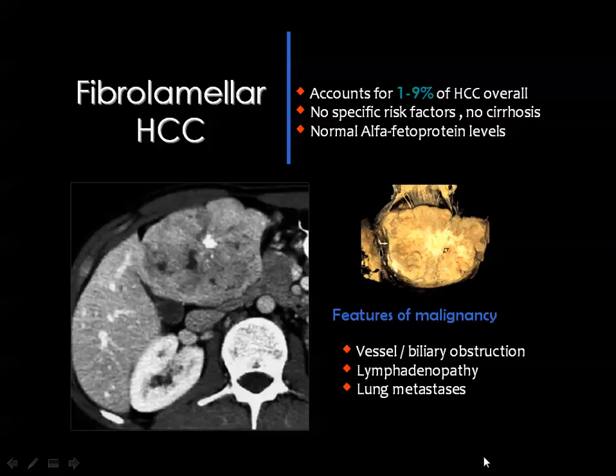One of the well-known types of hepatocellular carcinoma is the fibrolamellar type, which represents about 1 to 9% of all hepatocellular carcinomas. And this tumor has no specific relation with cirrhosis, and also has no relation with the alpha-fetoprotein. This tumor is usually large and is usually containing a central scar, and this scar may show calcium.